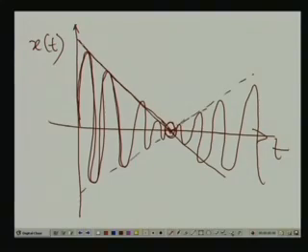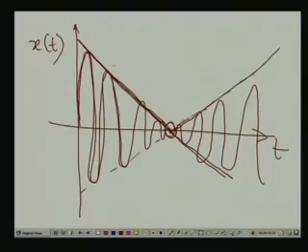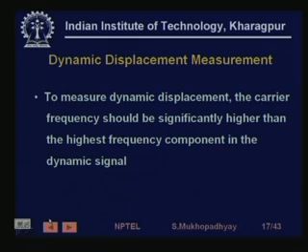If you now feed it to a phase sensitive demodulator, then the phase sensitive demodulator will extract out this wave and show whether the motion is like this or like this, right. Only thing is that for the phase sensitive demodulator to work well, the frequency of the sinusoid must be much higher than the rate at which this changes. Then demodulation becomes easy. So, to measure dynamic displacement, the carrier frequency should be significantly higher than the highest frequency component in the dynamic signal.